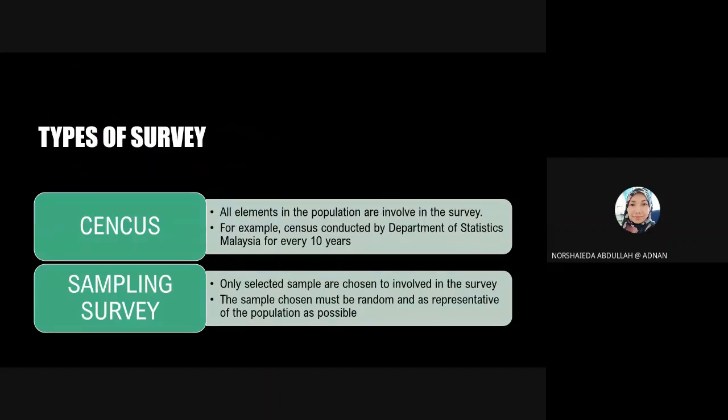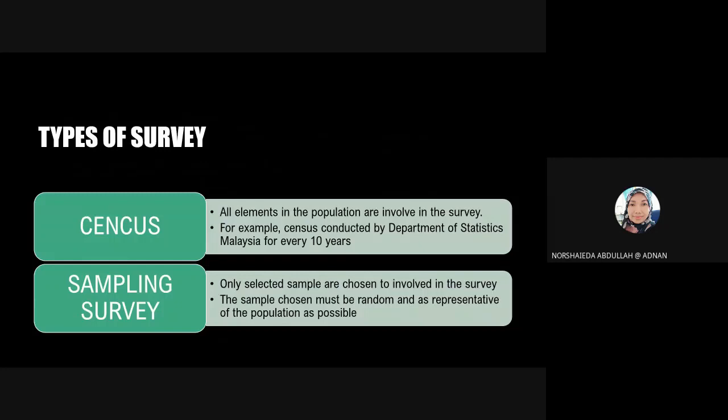Next, kita nak discuss about the survey. So survey ni yang you all kena buat nanti dalam your project lah. Okay. So survey, ada two types of survey. Yang ni pun saya dah go briefly last week. Ada census and sampling survey. Okay, census ni is banci lah, yang macam sekarang kan, government tengah buat e-census. Okay, so census means we involve all elements in the population in the survey.